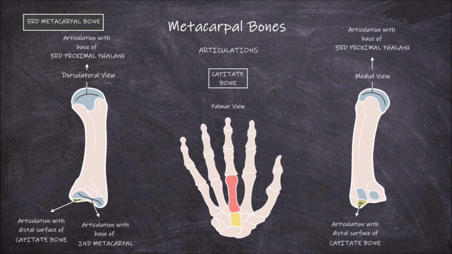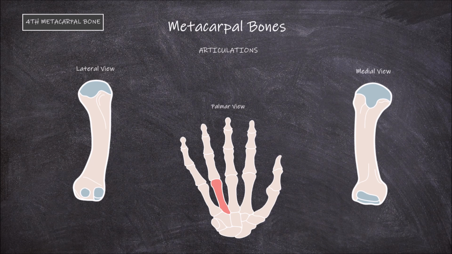The fourth and final articulation is with the fourth metacarpal bone. The remaining facet on the medial side of the base of the third metacarpal articulates with the facet on the lateral side of the base of the fourth metacarpal bone. Let's now move on to the fourth metacarpal bone. This bone articulates with five other bones.